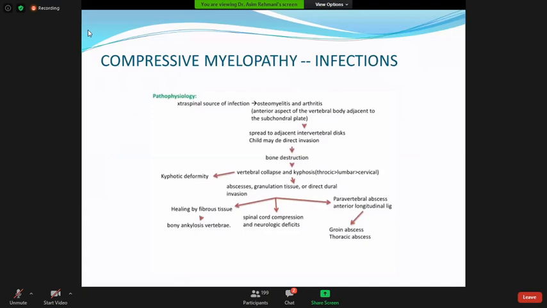This flow chart shows the pathophysiology of TB osteomyelitis. The extraspinal source of the infection spreads through the blood. It goes through the bloodstream, and the bacteria reside in the end plates of the vertebral body. It spreads to the adjacent disc spaces. This will lead to bone destruction and further adjacent bone involvement.